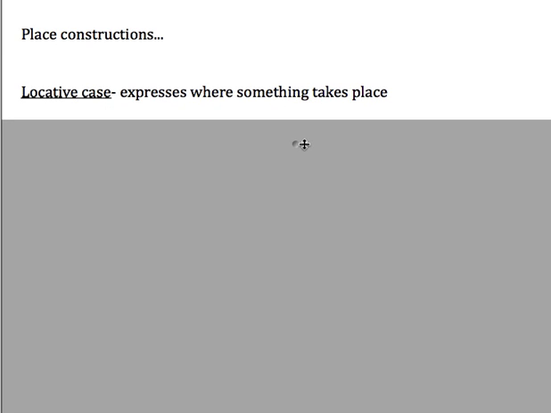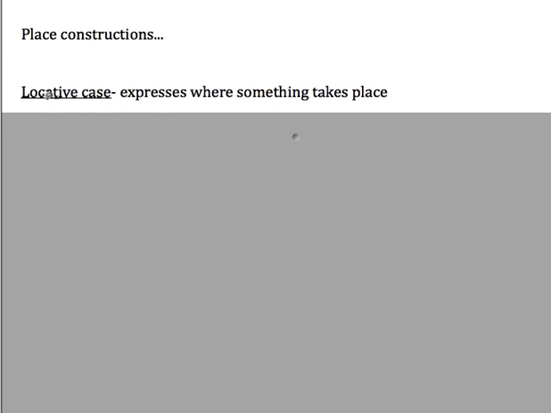We talked about the deponent verbs in class. Now we're going to look at what are called special place constructions. What this ultimately amounts to is unique ways to say in, at, from, or towards.